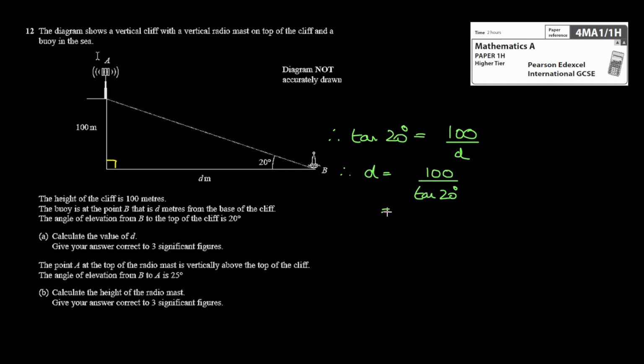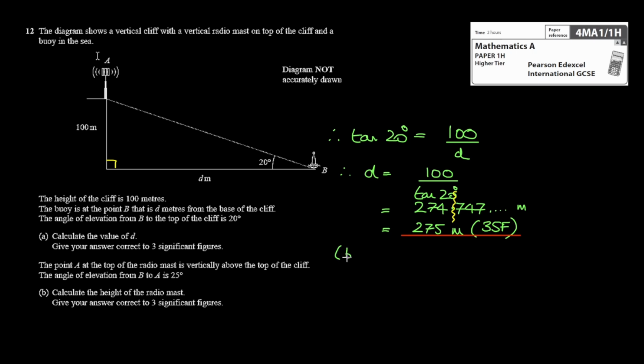And if you pop that into a calculator, you get 274.747 metres, which to three significant figures, doing the cut here, is 275 metres, and that's to three significant figures. And that's your answer.